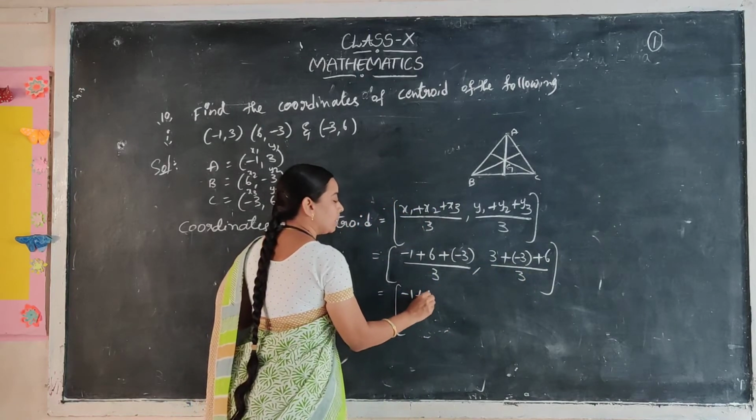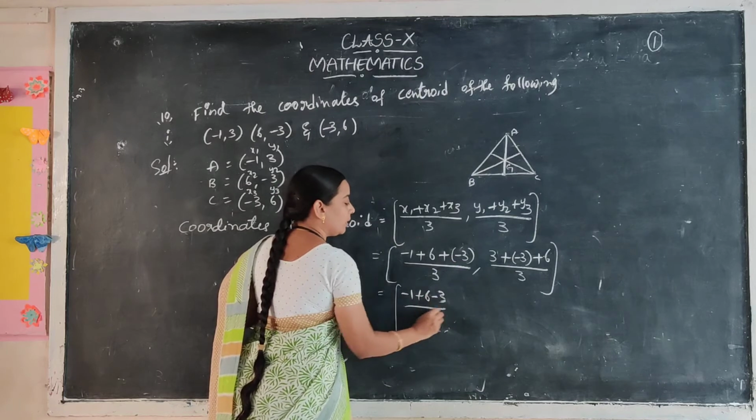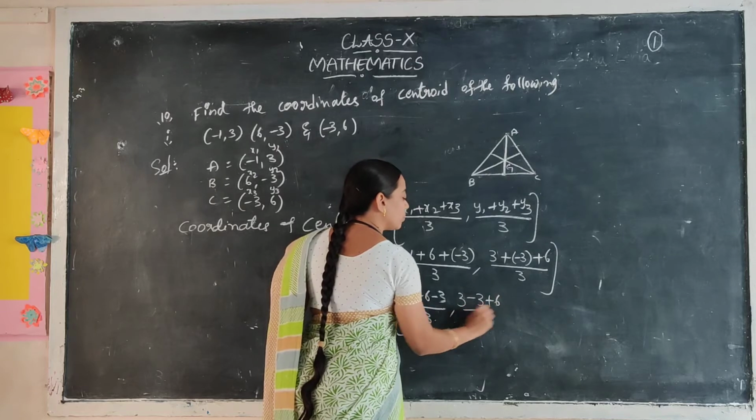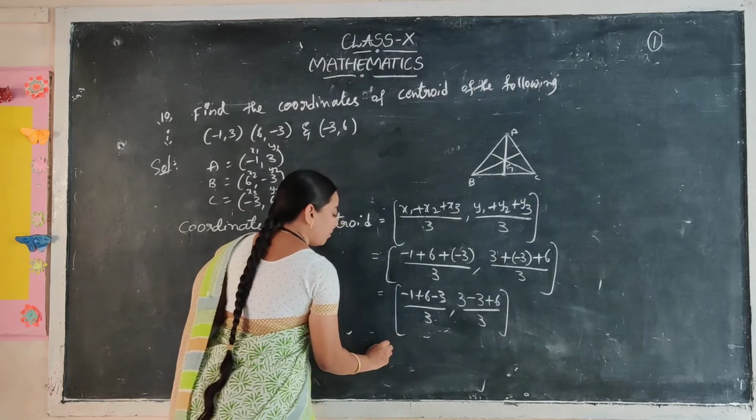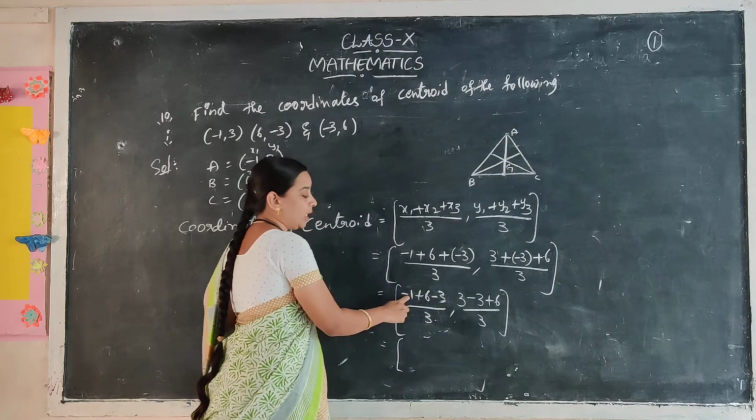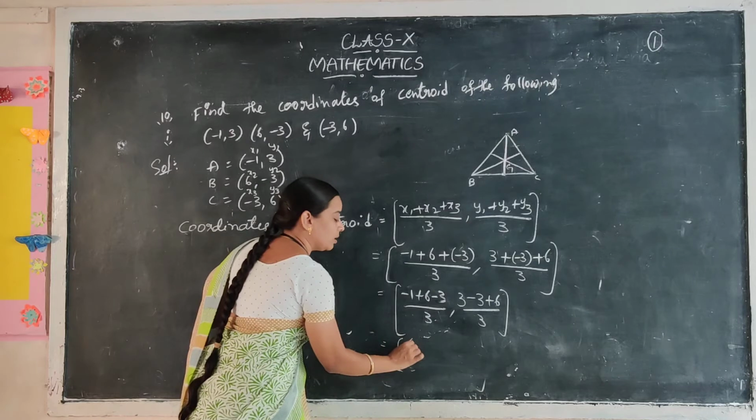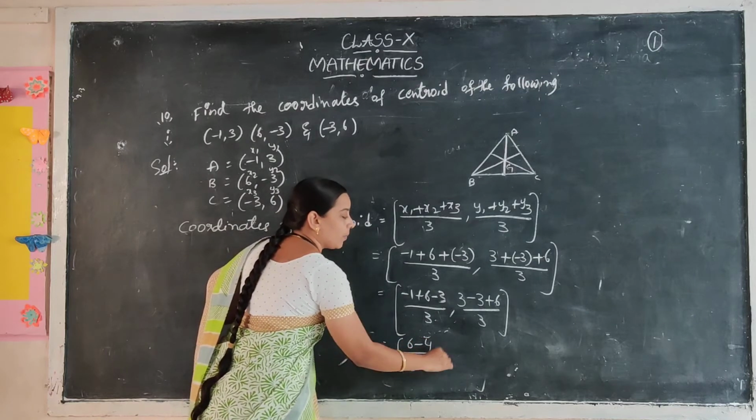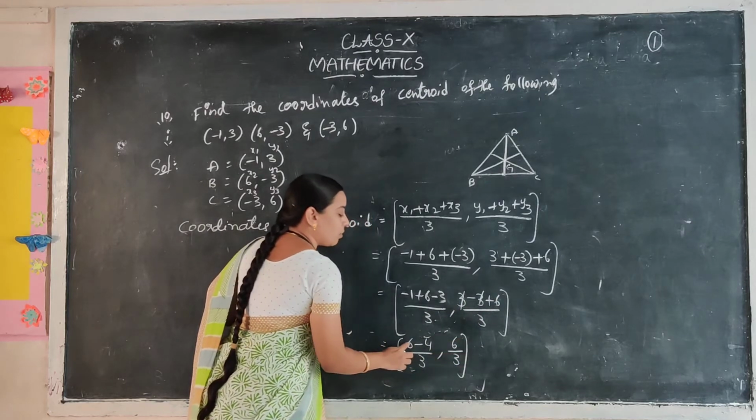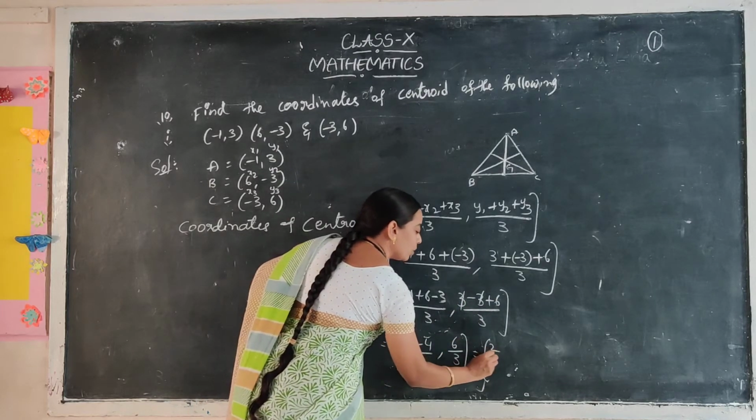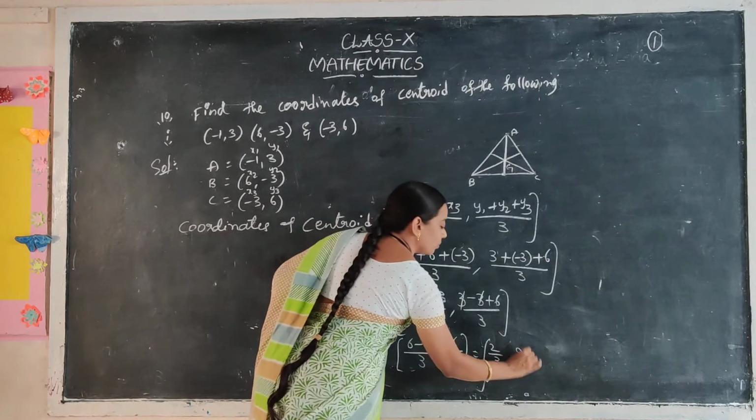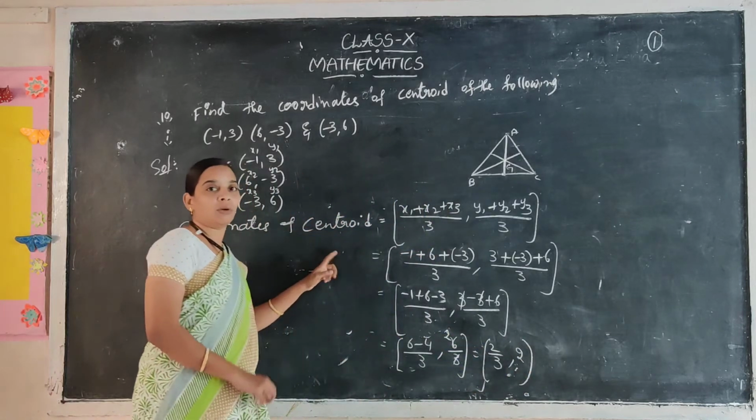Minus 1 plus 6 plus minus 3 by 3. 3 plus minus 3 plus 6 by 3. Here 2 negative numbers are there, so add these 2 negative numbers. Minus 1, minus 3, minus 4. That means 6 minus 4 by 3. Here plus 3 minus 3 cancel, remaining is 6 by 3. 6 minus 4 is 2. And here 3 in 6, 2 times, cancel. So the answer is 2 by 3 comma 2. Now this is the answer.